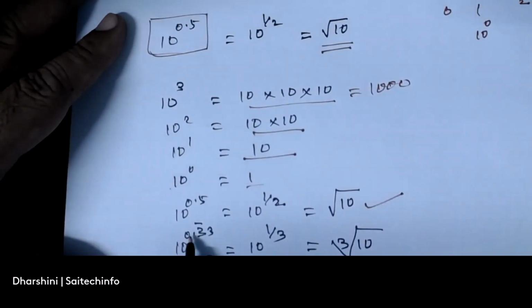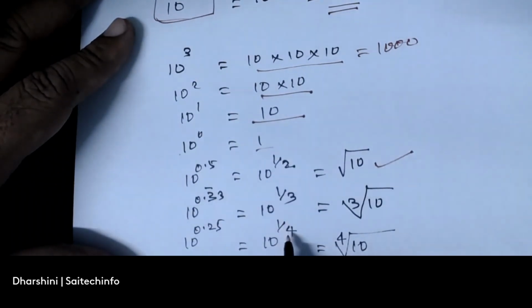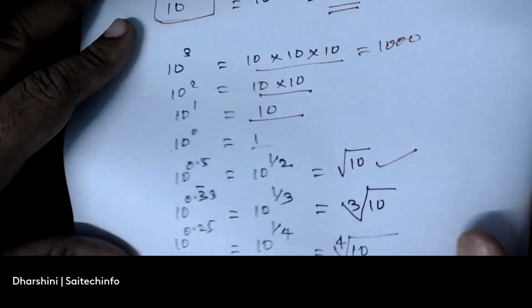But what about this? 10 power 0.3333, 3 bar. That is nothing but 10 power 1 by 3. It means cube root of 10. So you have to find the number which, when multiplied 3 times, gives 10. That is the meaning. For example, 10 raised to power 0.25 means 10 power 1 by 4, is it not? So the fourth root of 10, what does it indicate? It is the number which can be multiplied 4 times so that you get 10. So this is the way you should be able to understand. Okay, right. Now let us proceed.